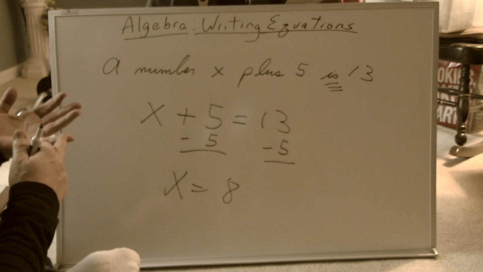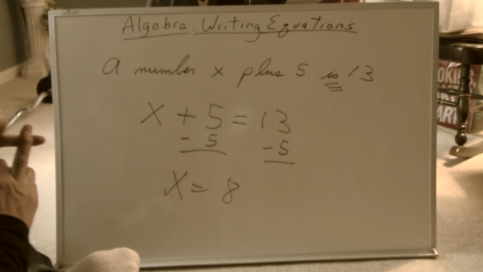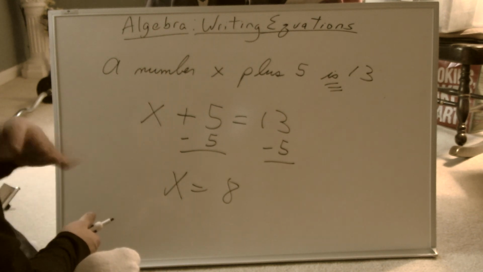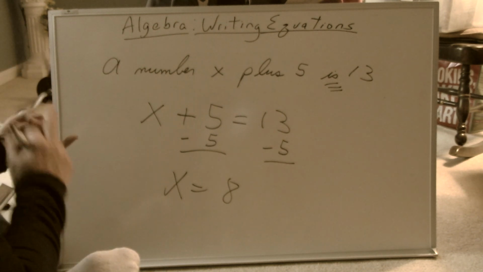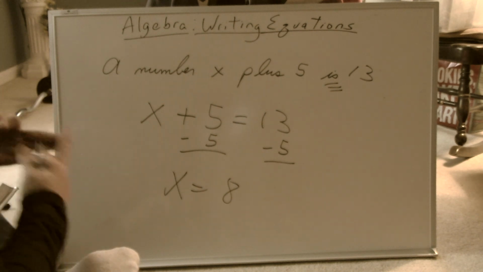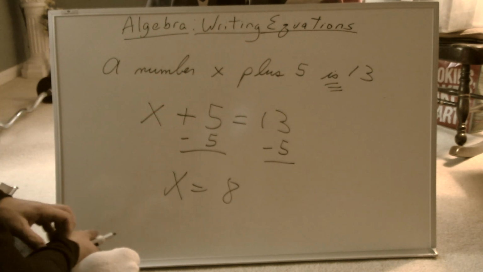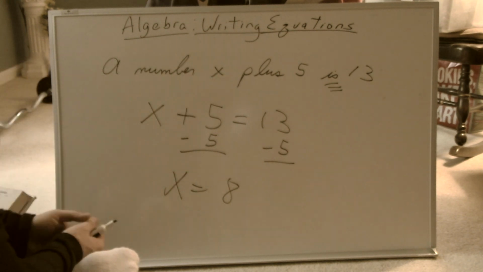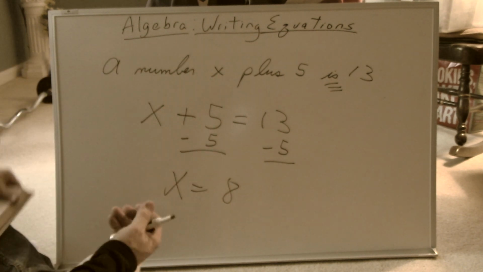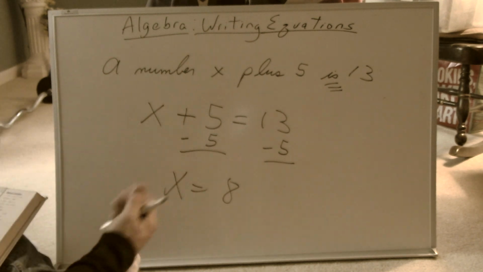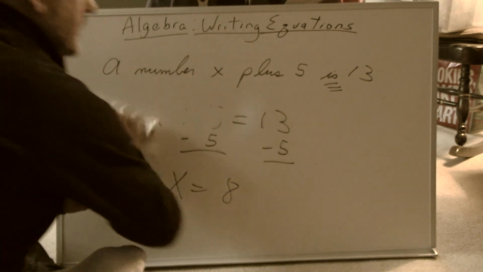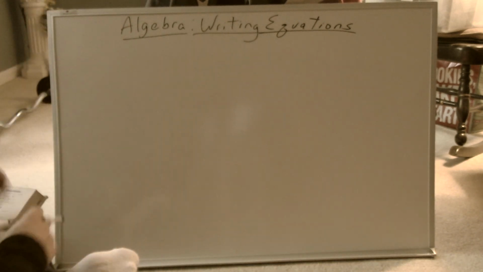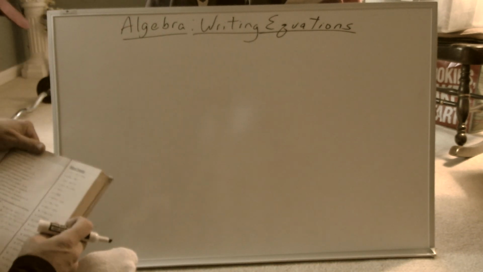Distribute, combine like terms, divide. So there's really 3 steps. Distribute, combine like terms, divide. So this is combine like terms because I had nothing to distribute. So I just combined what I could combine. And the 5 and the 13 went together because they're both numbers. Birds of a feather flock together, which means people of like mind come together, and so do numbers.